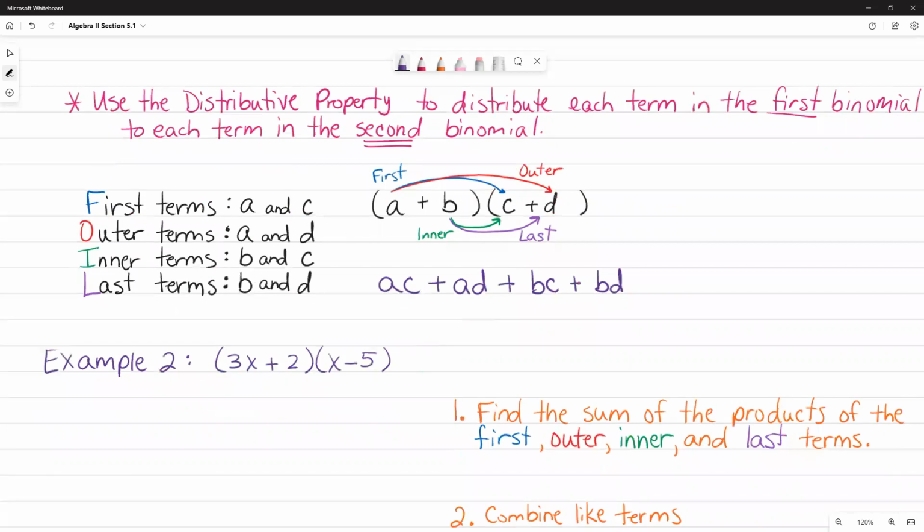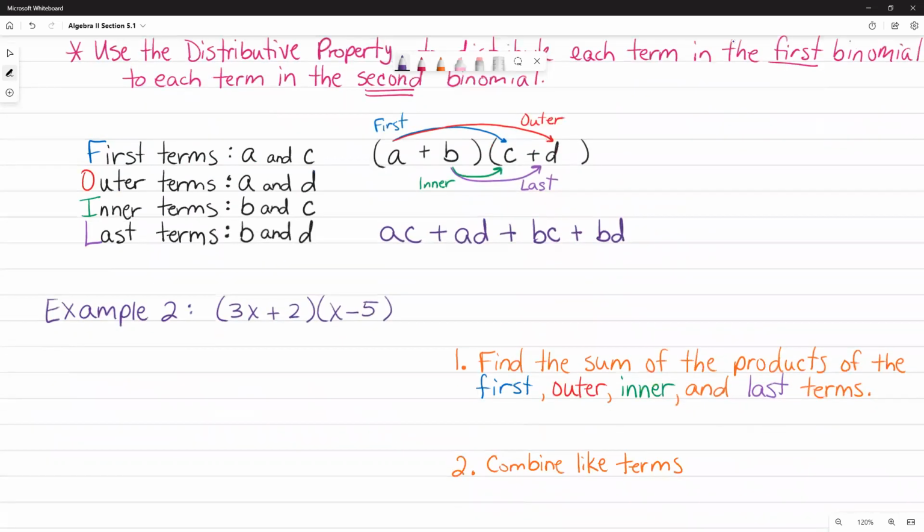All right, so let's look at actually doing it. What does an example look like? For 3x plus 2 times x minus 5, what am I going to multiply together first? Grace, what are my first terms? We're multiplying the first terms in each binomial. The first one is 3x, and the second one is x. So it will simplify to 3x squared.